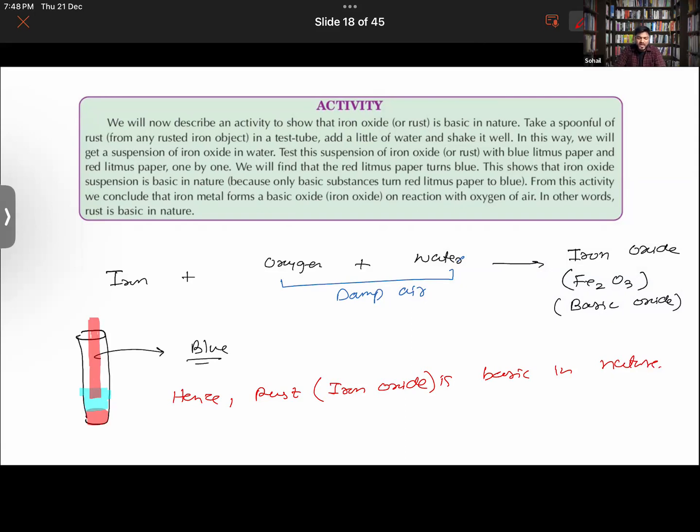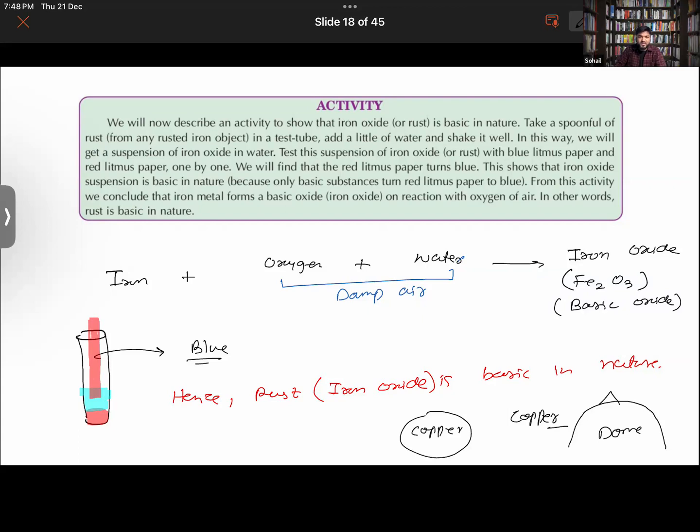Also, iron is not the only metal that reacts with damp air. Copper also reacts. Like you might have seen, several monuments have a dome structure. Oxidation happens there. Several structures have a dome, and the dome is made of copper, or let's say we have copper plates.